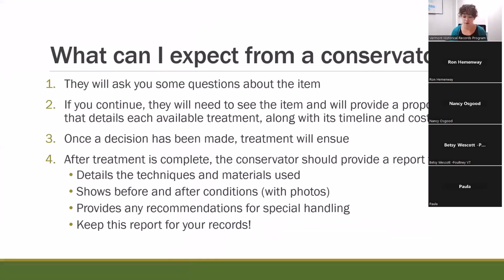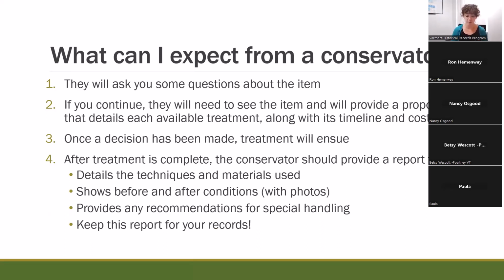When you begin working with a conservator, they will ask you some questions about the item you want treated, such as what it's made out of, what the problem is, how the item is stored, and what the environmental storage conditions are like, and what you're hoping to get out of the treatment. So after reviewing your responses, the conservator will likely provide a general assessment of what can be done.